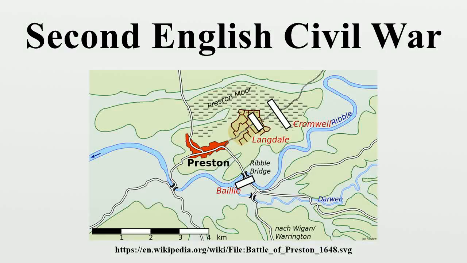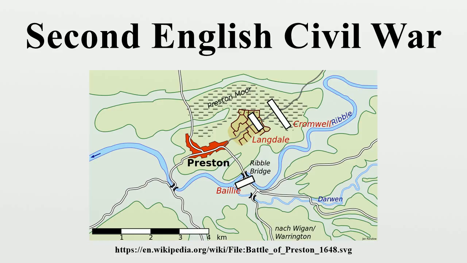The Second English Civil War was the second of three wars known collectively as the English Civil War, which refers to the series of armed conflicts and political machinations which took place between Parliamentarians and Royalists from 1642 until 1651, and also include the First English Civil War and the Third English Civil War.